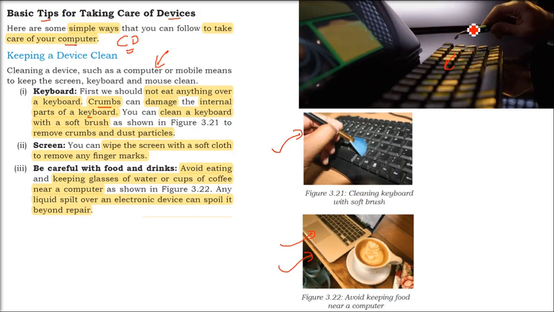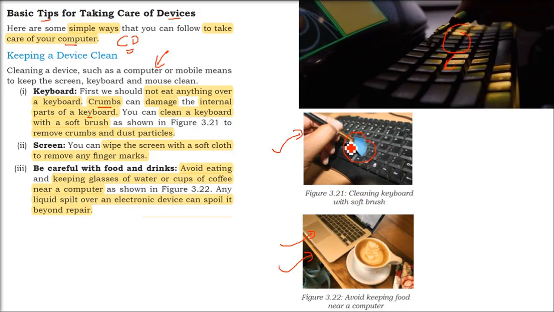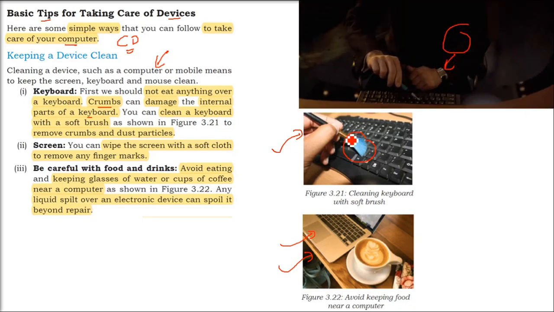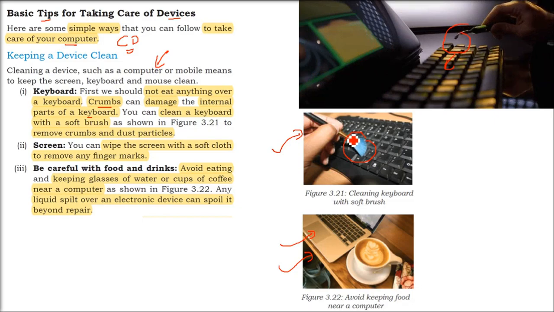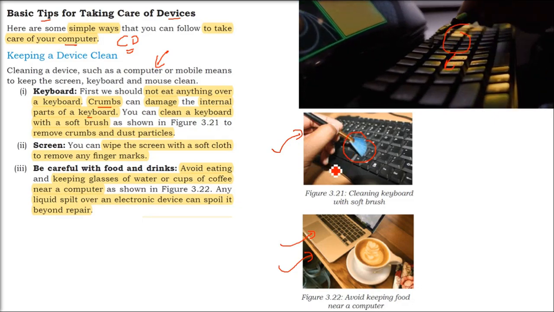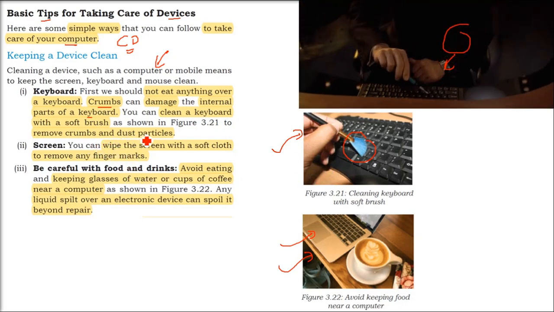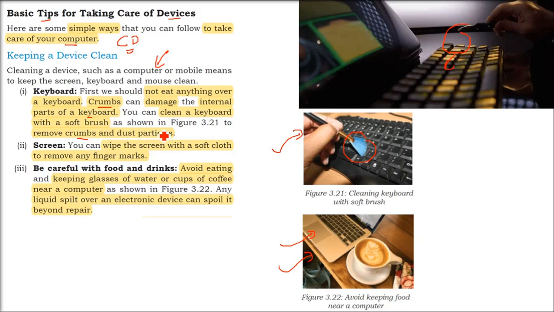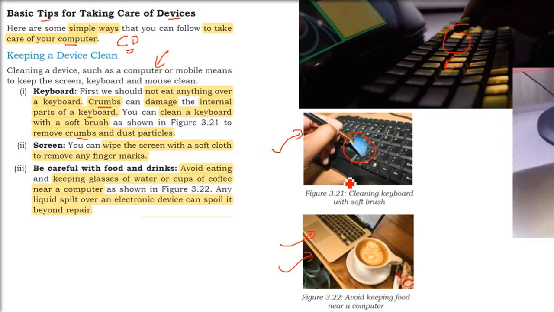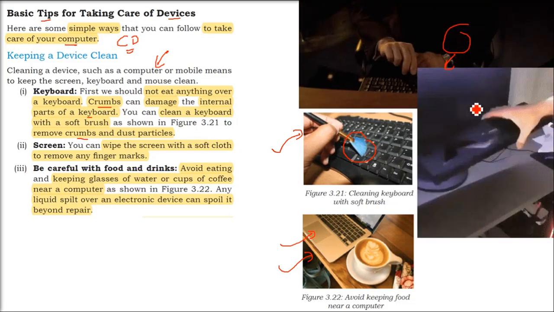So use a very soft brush like this, if you see here, or you can take a very light cotton cloth. You can also use a cloth, but it should be very gentle, very light on this keyboard. So you need to remove these crumbs, dust particles, or any other foreign material which is not required here. Coming to the screen.